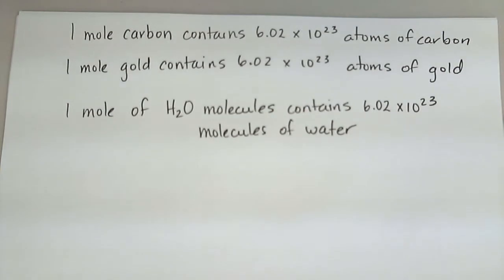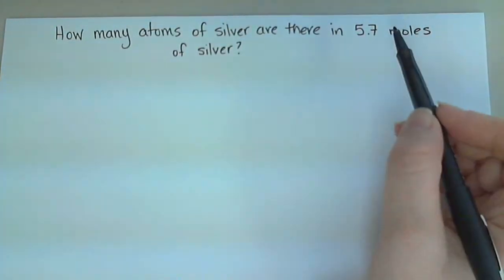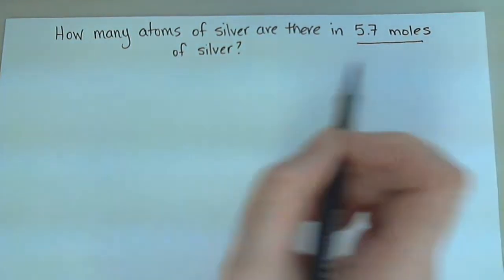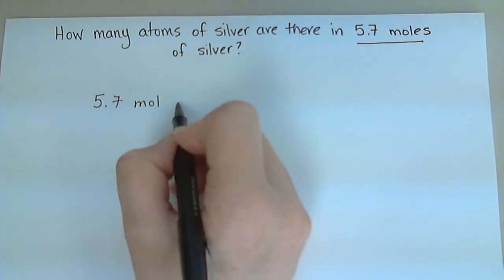Now, what if I wanted to start working with something other than just 1 mole? What if I wanted to work with 2 moles or 3 moles, or what if I wanted to work with half a mole? Let's look at an example to see how this really starts to become useful. What if I want to know how many atoms of silver are there in 5.7 moles of silver? Well, now is where I want to set up my dimensional analysis. So, as always, I'm going to start with what I'm given. In this case, it's 5.7 moles of silver.